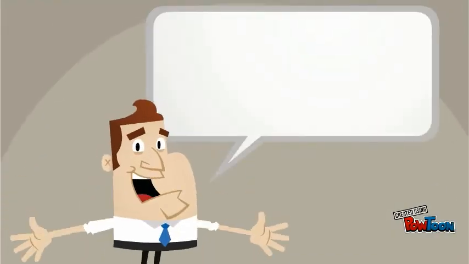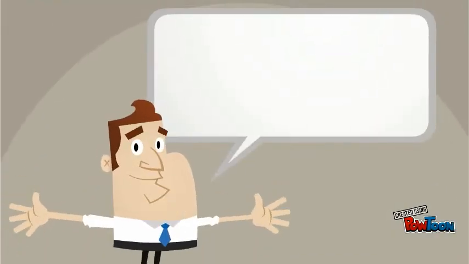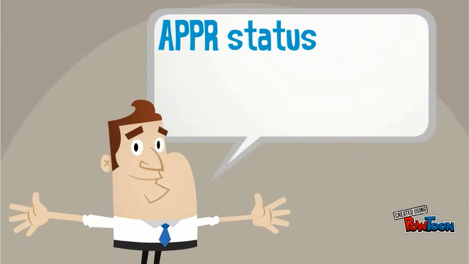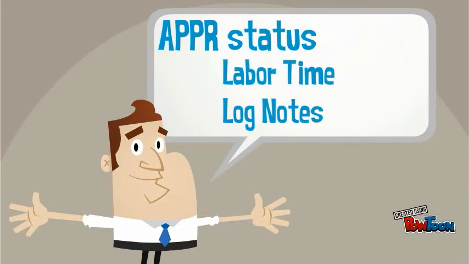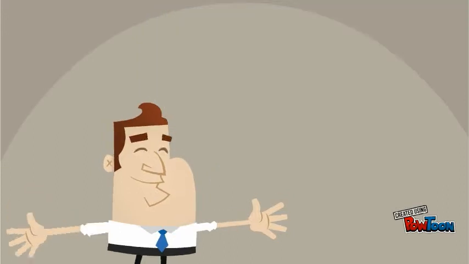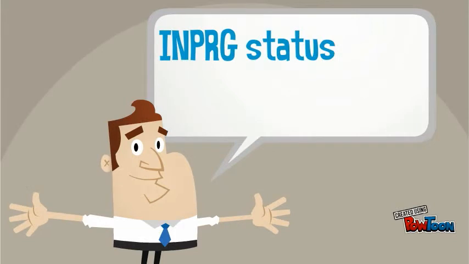Now that you've assigned any job plans and got a good idea of this unit's work history, you can finally get going on actually working on the unit. You should have it assigned to you, so you'll want to put your work order in APPR status. This needs to be done so that the information such as labor time or log notes can be entered into the work order. As you start the actual physical repair on the unit, you, the tech, will want to place the work order for your unit in INPRG status.